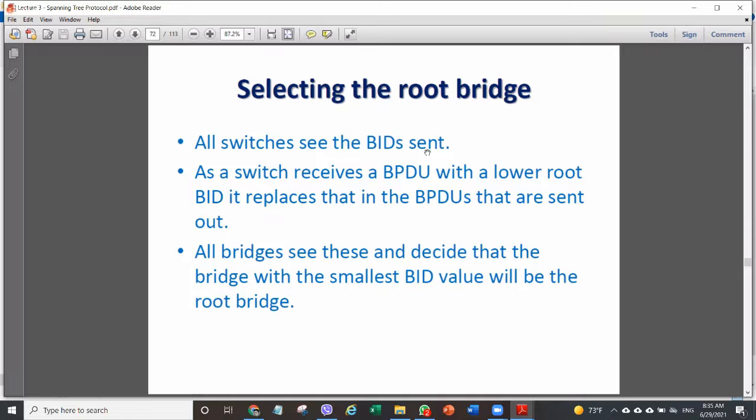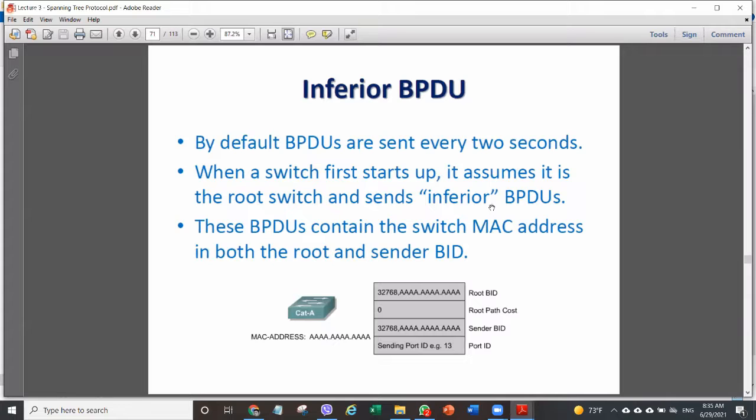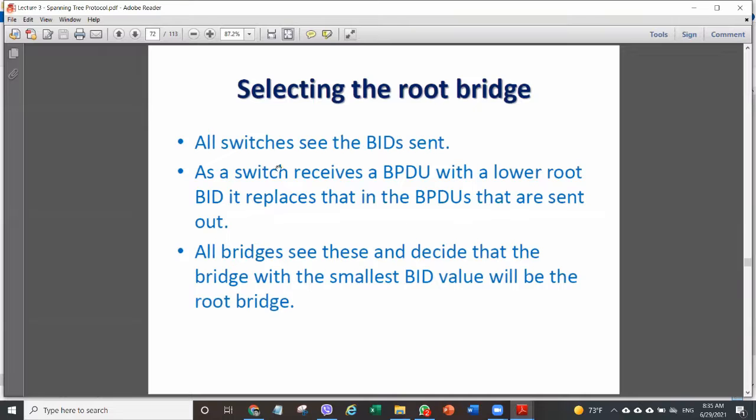All switches see the bridge ID sent actually with reference to the inferior, right? Now, this one is shared by the newly entered switch. All switches see the bridge ID sent now inferior, the inferior BPDU. As a switch receives the BPDU with a lower root bridge ID, it replaces that in the BPDUs that are sent out.